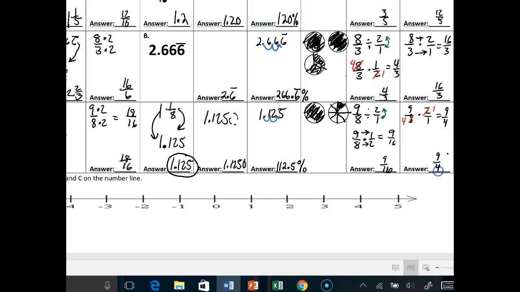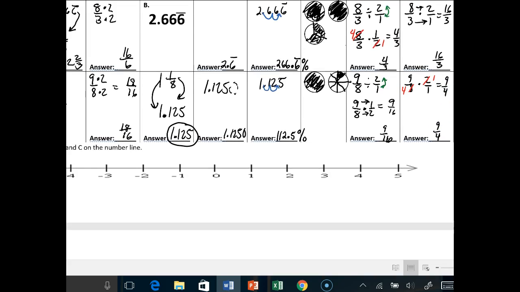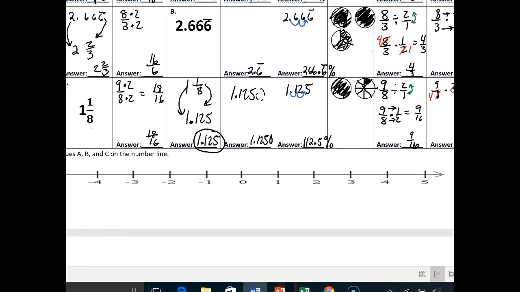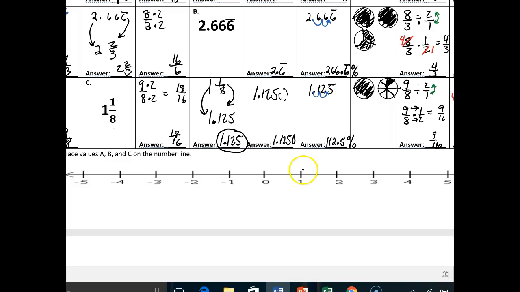9 over 4. Last thing you need to do, and don't skip this, this is a problem, is place values A, B, and C on the number line. So value A was 1 1/5. So 1 1/5. If I divide this up into fifths, I get 1/5, 2/5, 3/5, 4/5, 5/5. So 1 1/5 is right here. 1 1/5. A.